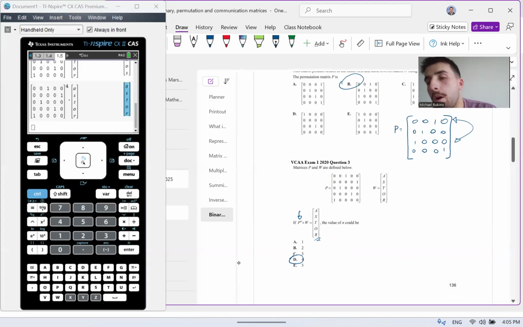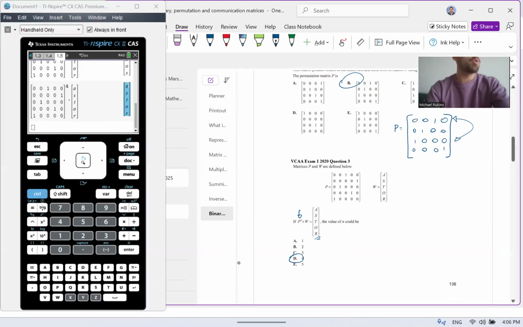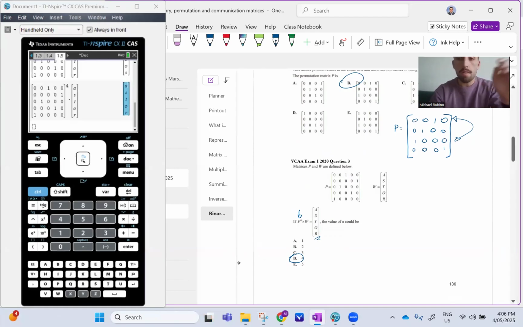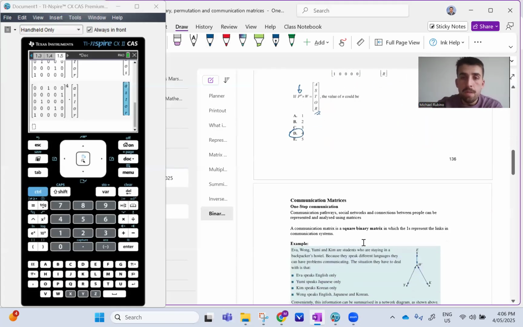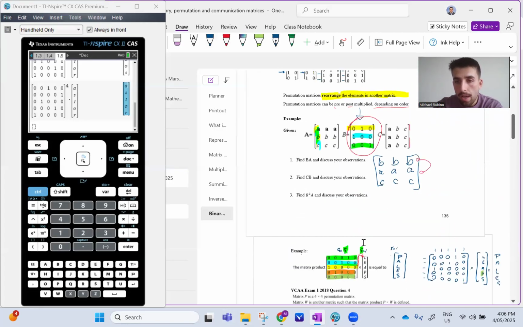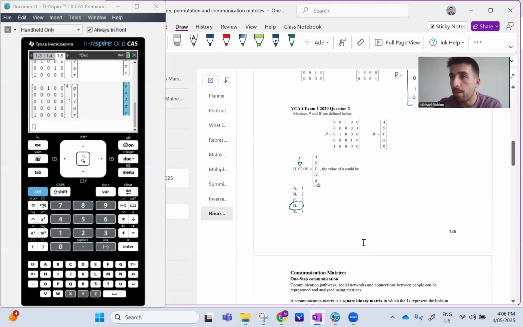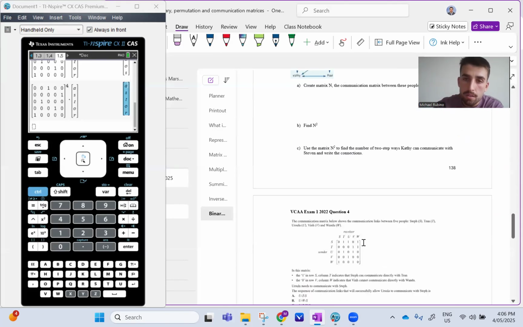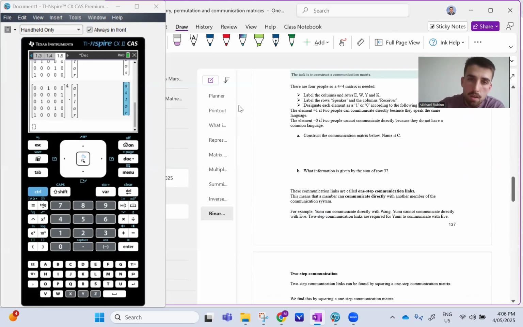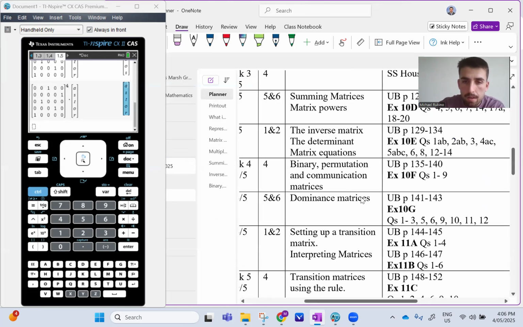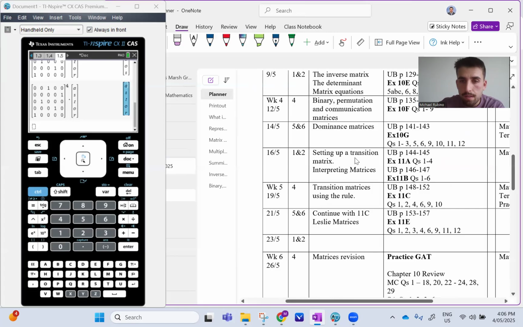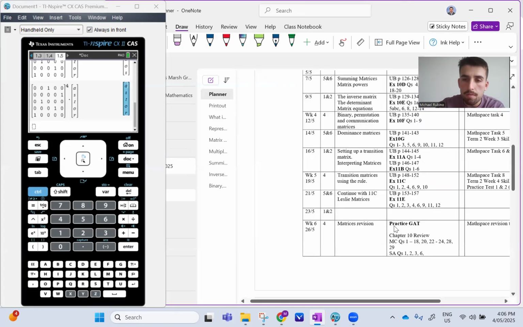I'll put up the questions I'd like you to do, and I'll also ask you to do additional questions on all topics. Use this as basically a revision lesson. This isn't a whole lot of content, but I would like you to be fully confident with everything we've learned by Monday. We'll get into some communication matrices on Monday. Then we have dominance, transition matrices, and we are nearly done from there.